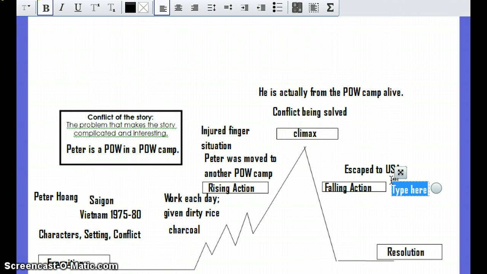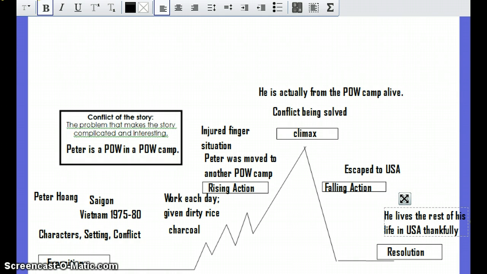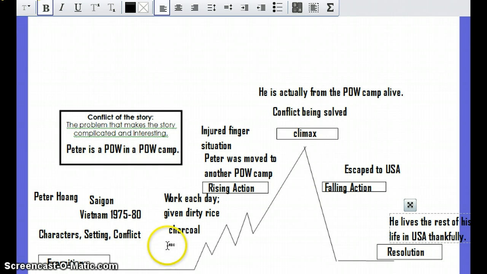And then finally, in the very end, what does he do? Well, he lives the rest of his life in the USA. And you can also add in, like, thankfully. Even though not necessarily stated, you just know that he is thankful for the opportunity. So please take a moment, look at your plot diagram, and if you need to make any adjustments, now's the time to do so.